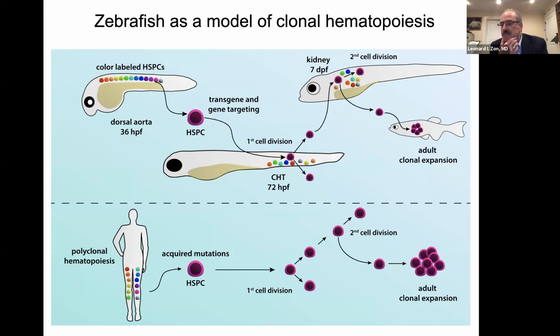And we wanted to model this now to the transformative events that happen as clonal disorders occur. So in humans, you have polyclonal hematopoiesis, multicolored, but you can acquire mutations, and then these mutations will lead to clonal expansion. In the fish, what we have is the ability to change every one of these stem cells into a different color. And then we can target either transgenes or CRISPR and inactivate some of the interesting genes that will ultimately lead to clonal expansion, and thereby modeling the human disease.